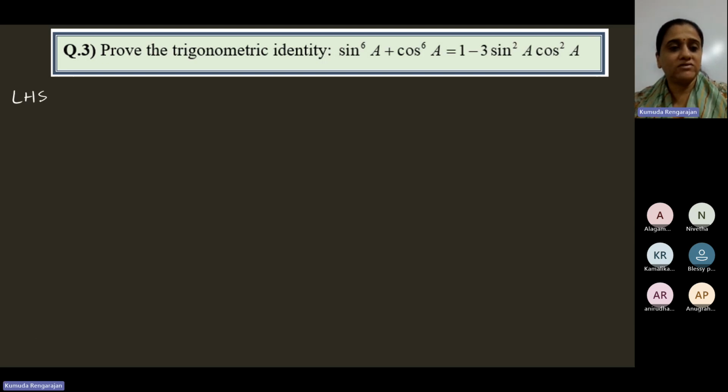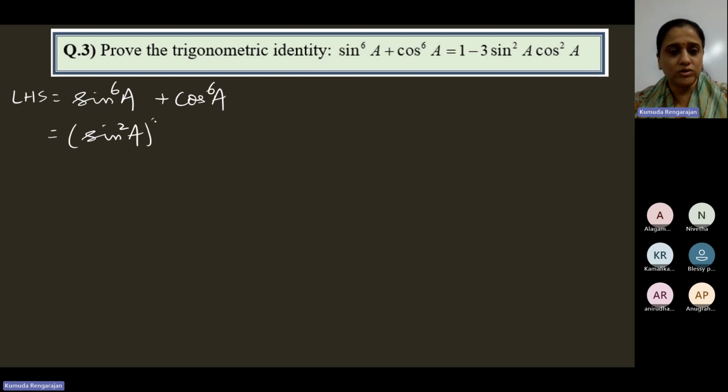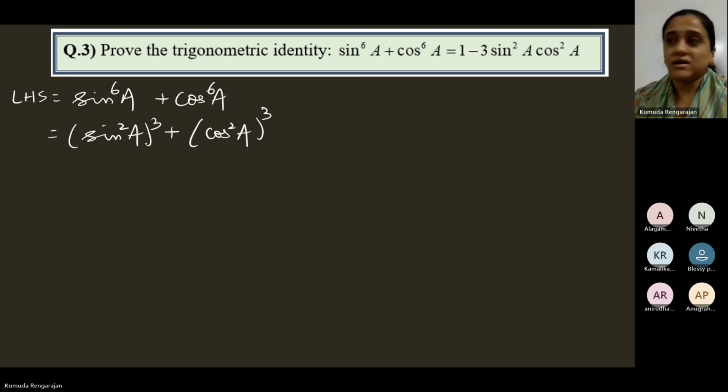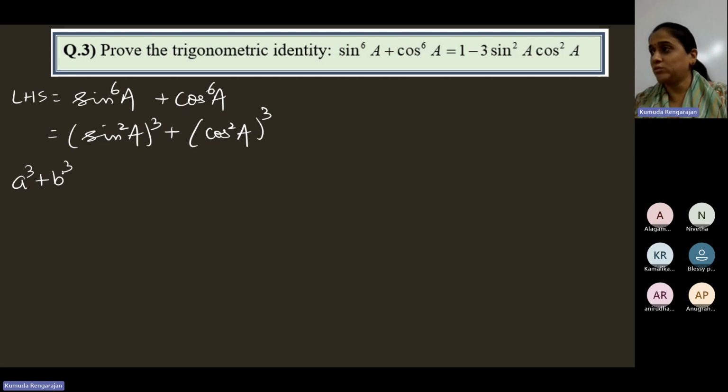So the left hand side, sine A to the power 6 plus cos A to the power 6. Okay. So we will write it as sine square A the whole cubed plus cos square A the whole cubed. We'll not put the 3 inside. We'll put the 3 outside. We'll write as sine square A because identities have power 2, right? Trigonometric identities. Now this is of the form A cubed plus B cubed. Now you know 2 things for A cube plus B cube. You can use anything. So we'll do it both the ways.